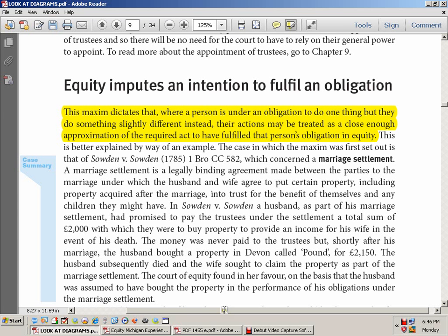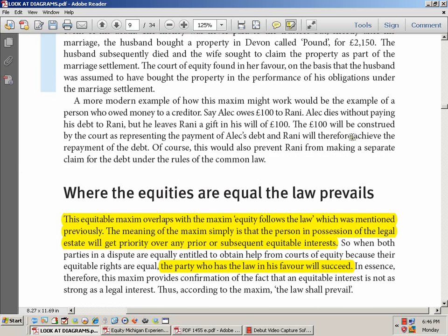Equity imputes an intention to fulfill an obligation. This maxim dictates that where a person is under obligation to do one thing, but they do something slightly different instead, their action may be treated as close enough approximate to the required act to fulfill that person's obligation in equity. All right. I don't really know what that means.